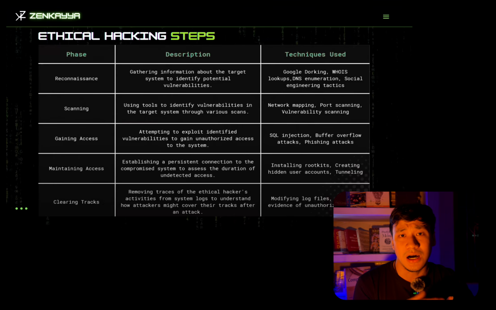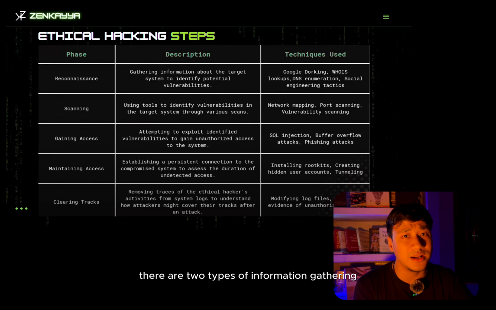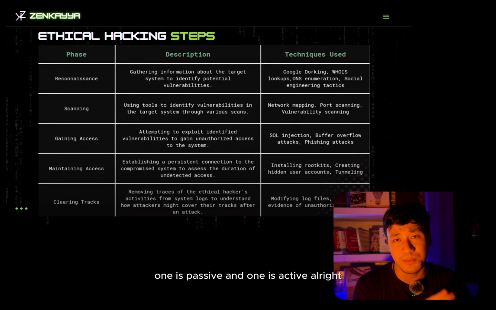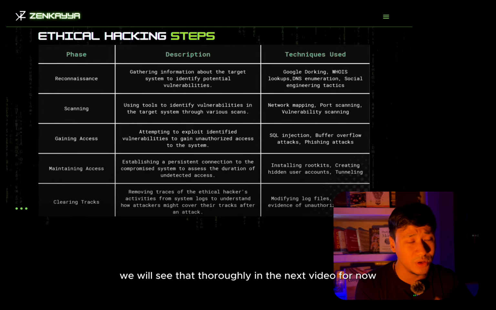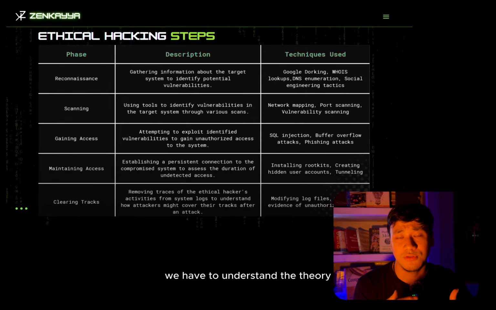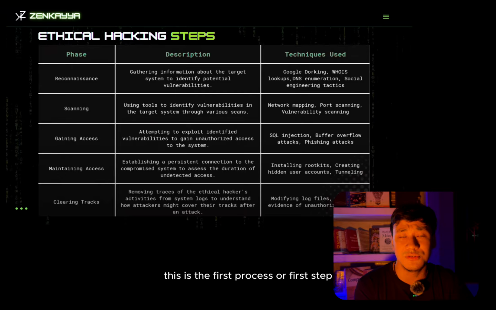All right. Again, in information gathering also, there are 2 types: one is passive and one is active. All right. We will see that thoroughly in the next video. For now, we have to understand the theory or the basic foundation. All right. This is the first process or first step.